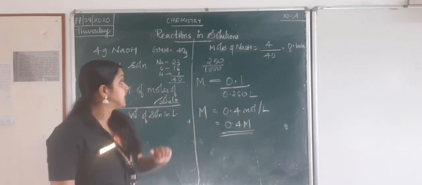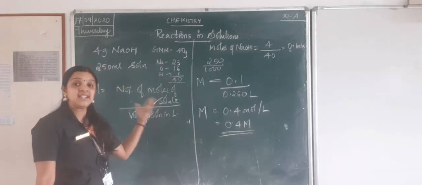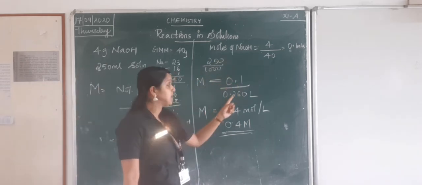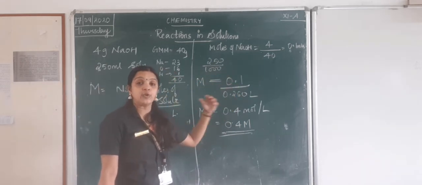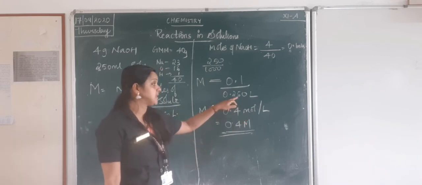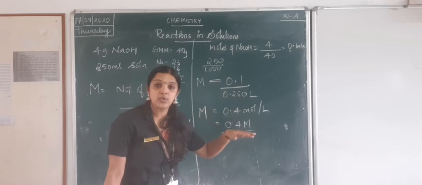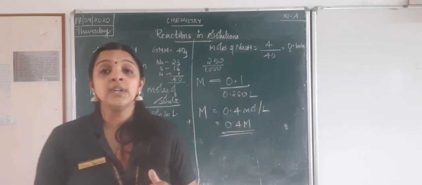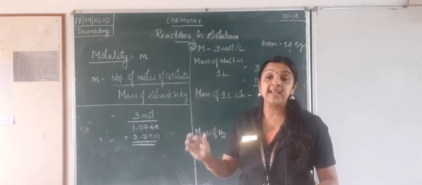Understood, children? Instead of sodium hydroxide, you can get any compound where you can calculate the moles first, divided by the volume. If volume is already in liters, you need not do anything. If it is in milliliters, convert into liters and then do the calculation. Now we will get into molality.